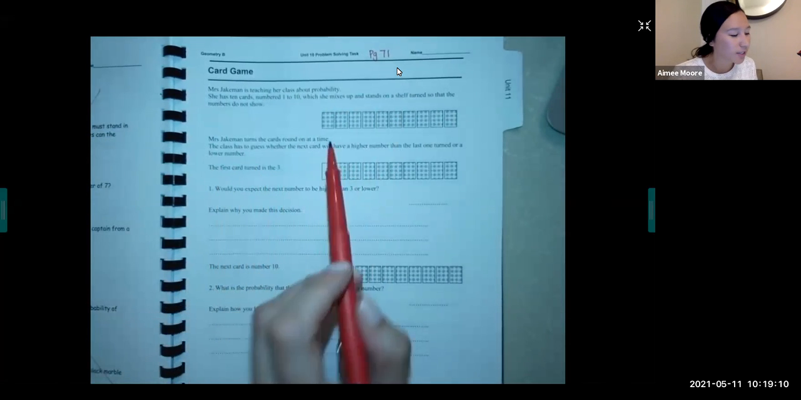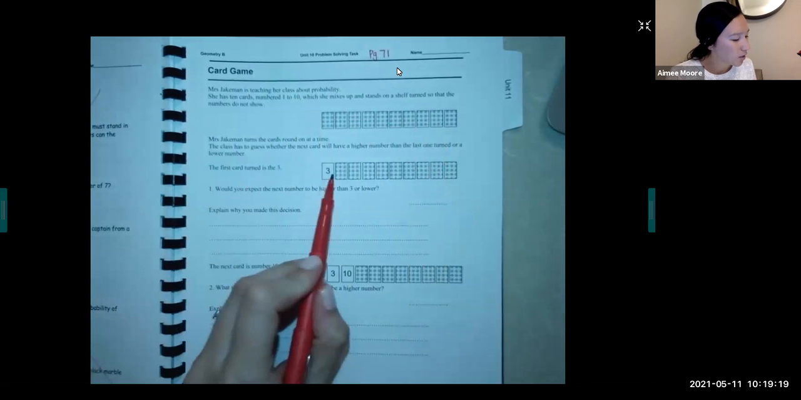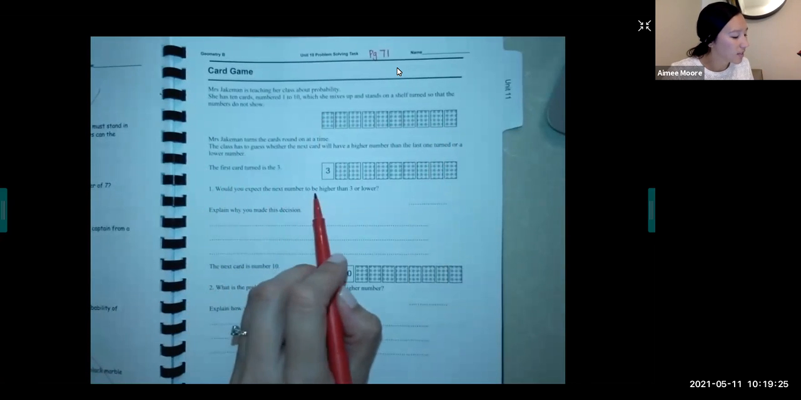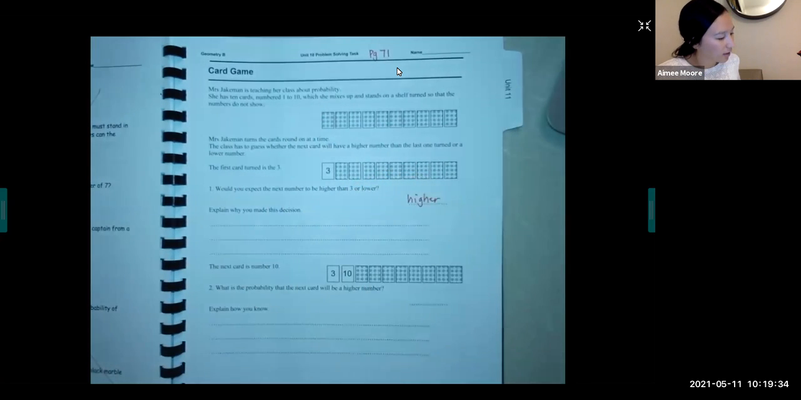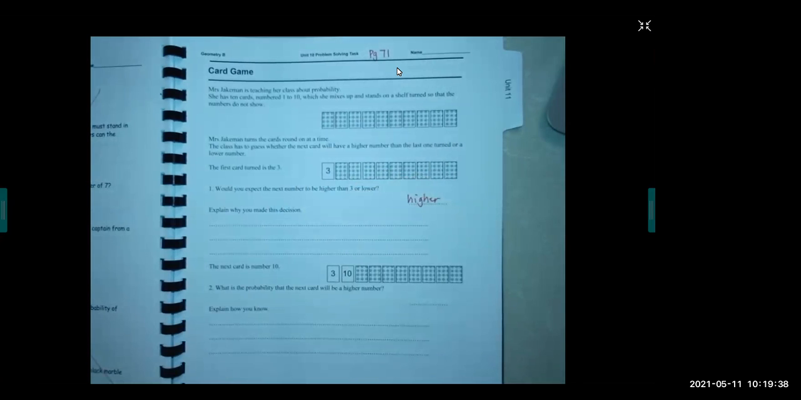Okay, so everyone understands there's just the numbers 1 through 10 on each card for these 10 cards, and only one of each. So the first card is a 3. So what we know about probability, do you think the next number would be higher than 3 or lower? Higher. Most likely higher. Jade's right. Why did you say higher, Jade? Because it's more likely to get above because there's only 4 twos in the deck.